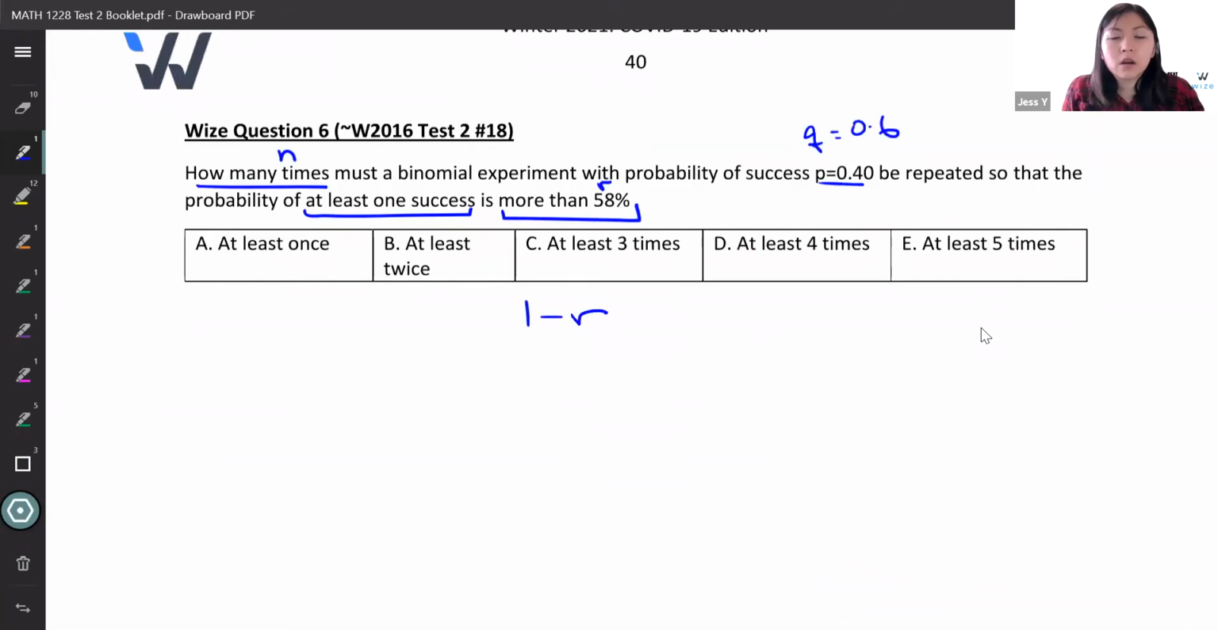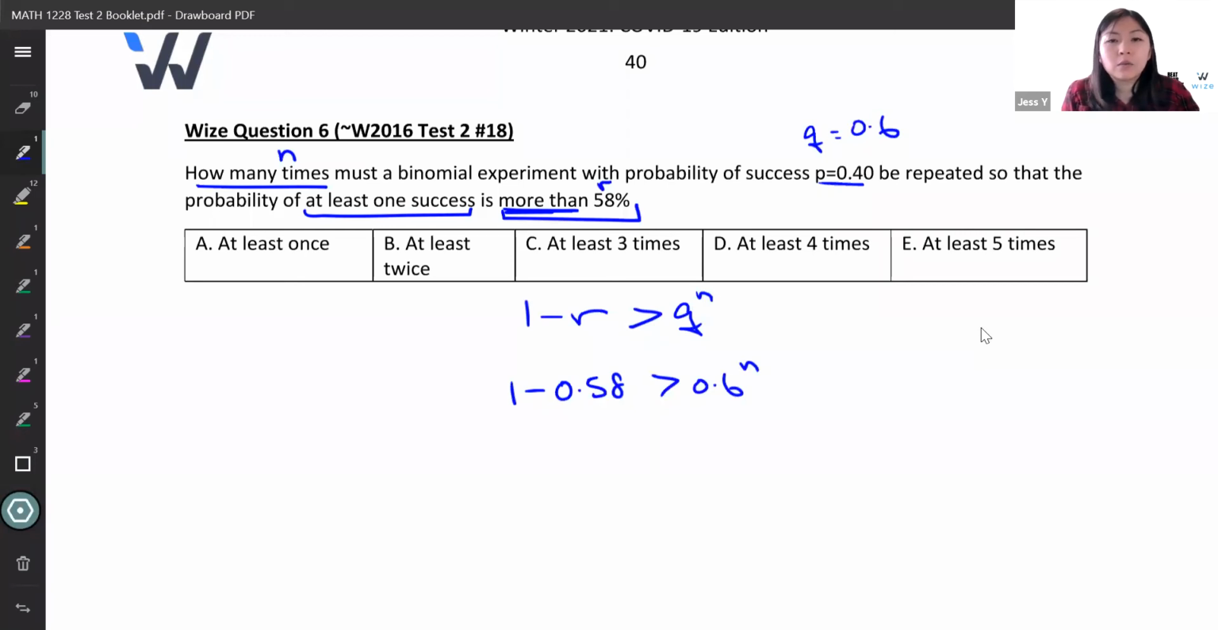So 1 minus R. But this time, I'm not going to use greater or equal. I'm just going to use greater because they said strictly more than. So that's our formula. It doesn't really matter if you include the equals. I promise you, you're going to get the same answer in the end, but technically it's strictly greater. And then now we plug everything in. 1 minus 0.58 is greater than 0.6 to the power of n.